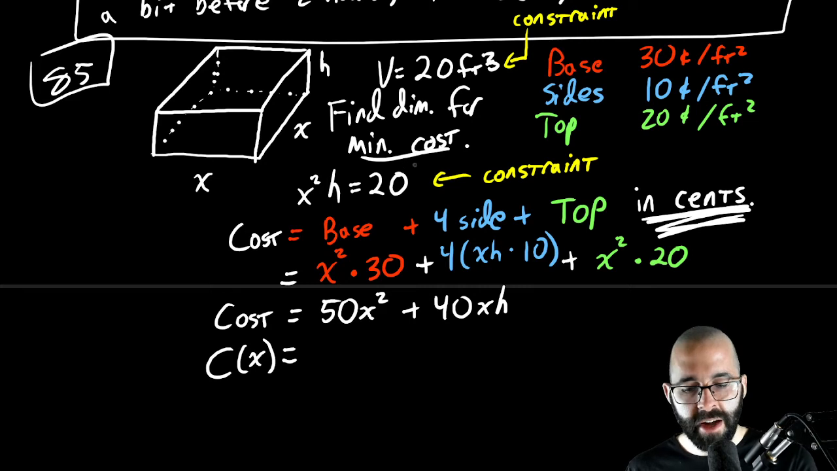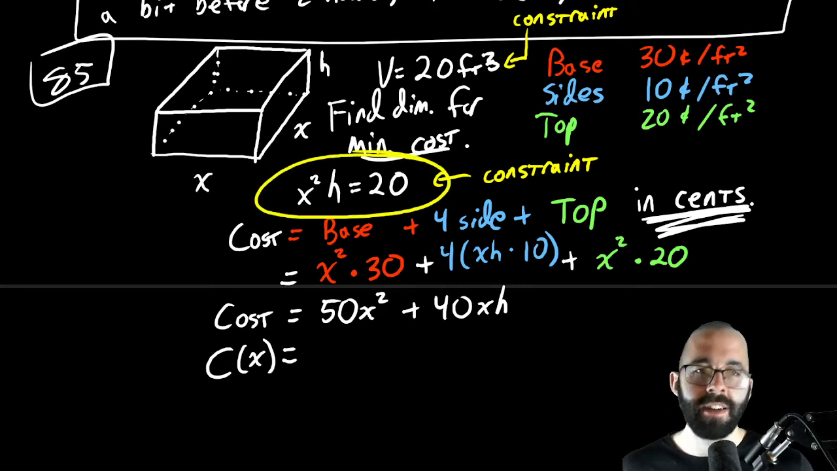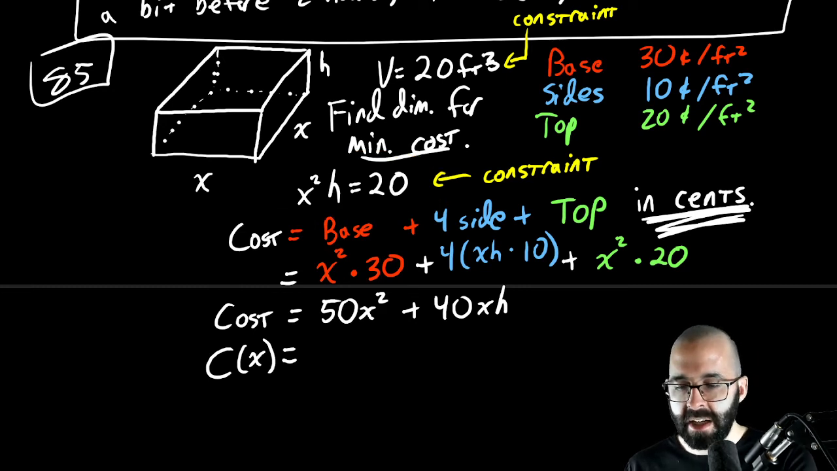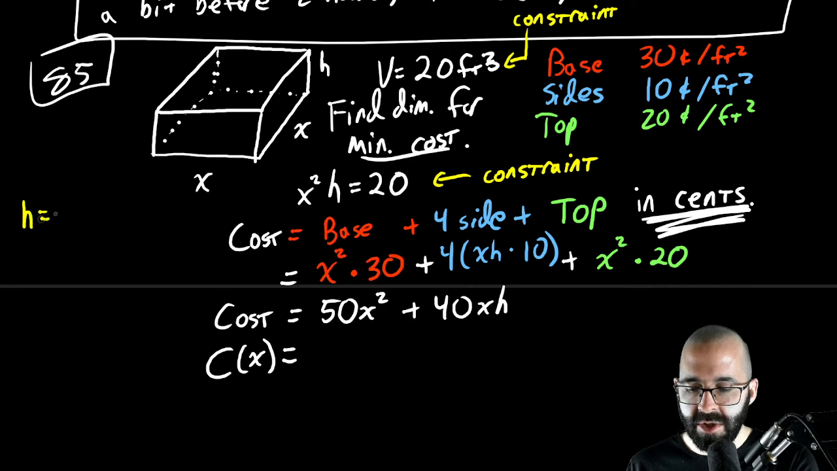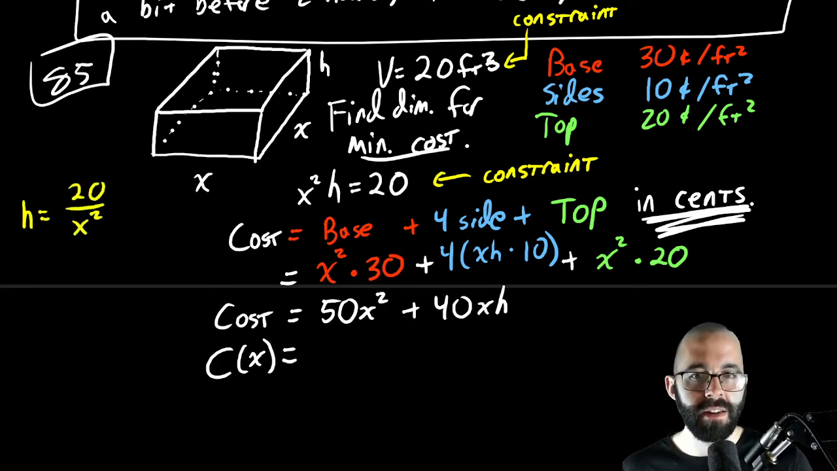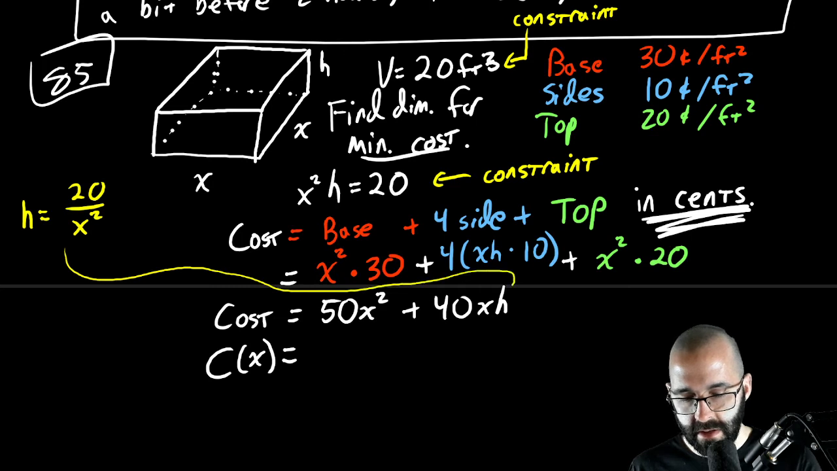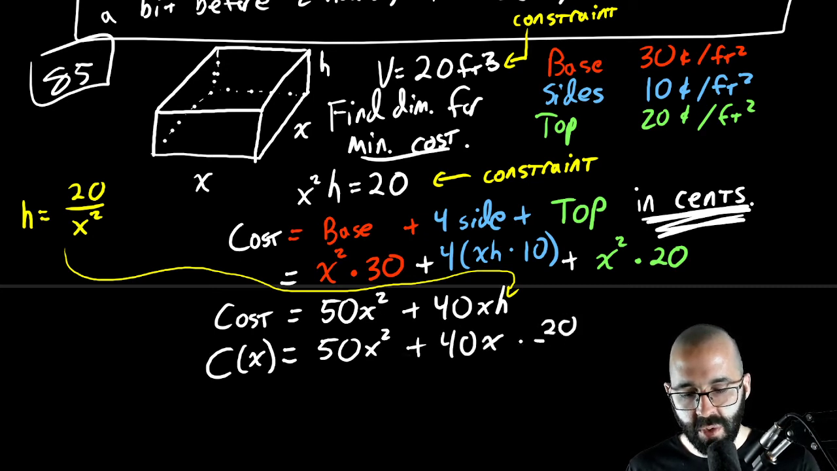Just like 5.1, what did we do? The constraint equation comes to save the day. So x squared times h equals 20, so h has to be 20 divided by x squared. So let's use this. Our cost function is 50x squared plus 40 times x times h, which is 20 over x squared.